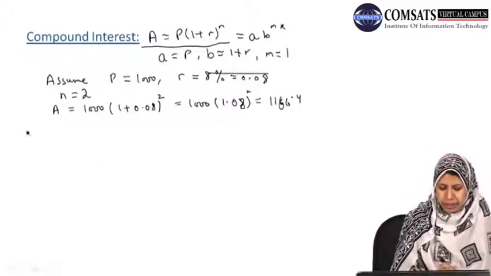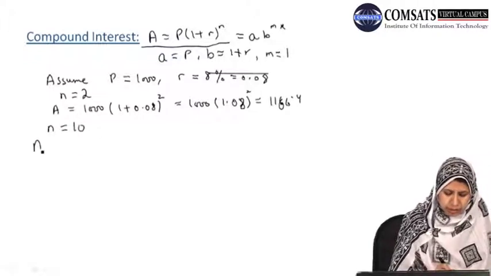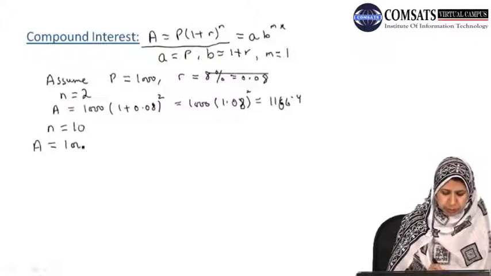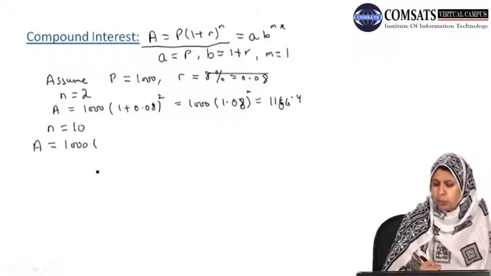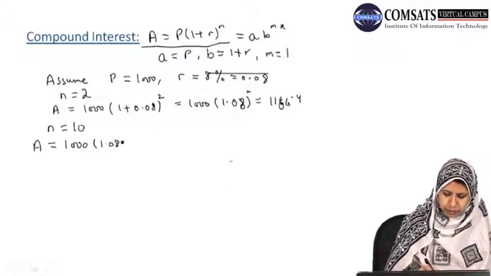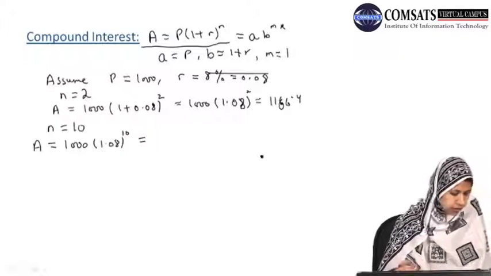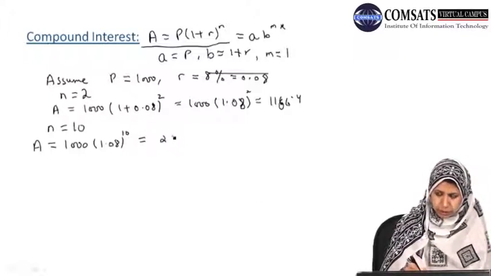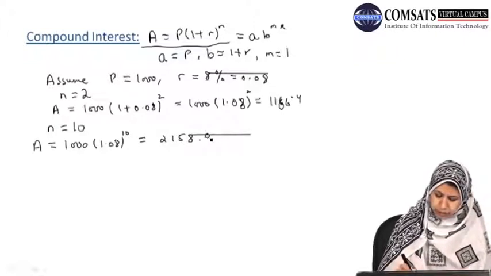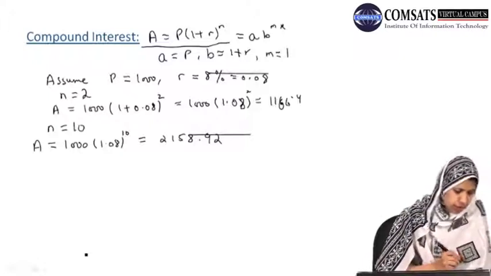Let's say we want to find the amount after 10 years, that is when n is equal to 10. Then the amount will be equal to, we'll simply put the values of our principal amount, which is 1000, into 1 plus R with the same rate. We obtain 1.08, and now here n is equal to 10, and by simplifying we obtain that the amount will be equal to 2158.92 rupees or dollars, whatever the currency is.